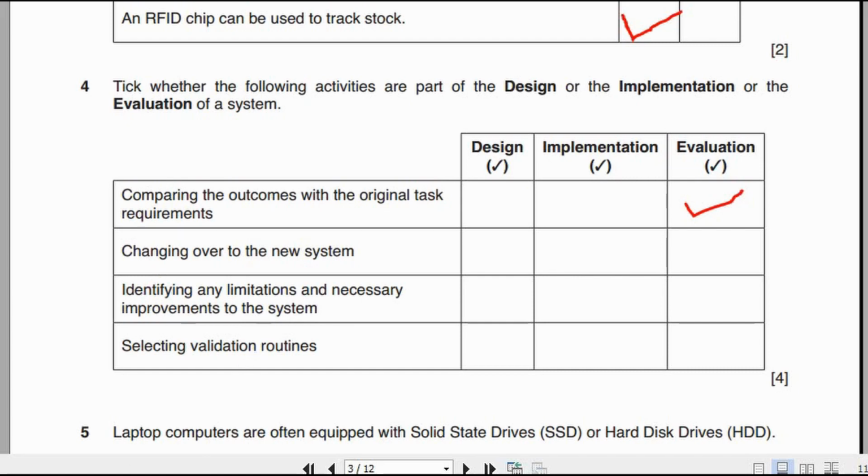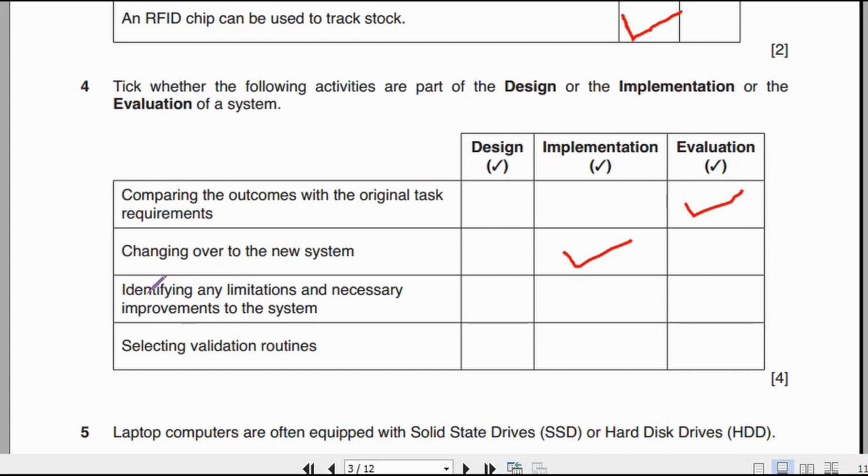Now the next one is changing over to the new system. This is definitely implementation, because system changeover is one of the types of implementation. So we have different types. For example, we have direct changeover, we have parallel, we have phase by phase type of implementation. Okay, and this is how implementation works.